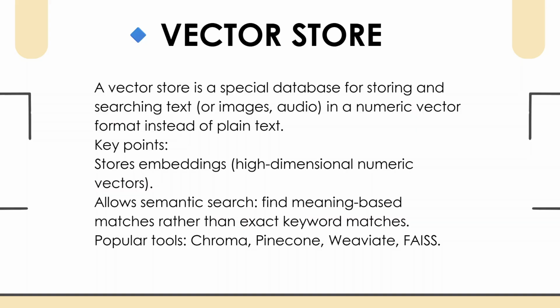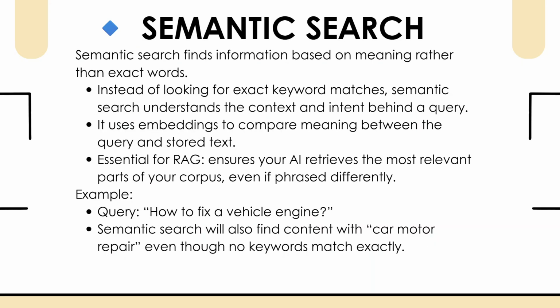The real power of a vector store is semantic search. Instead of only matching exact keywords, it finds results based on meaning. For example, if you search for automobile, it can also find documents that talk about cars, even if the word automobile never appears. Some popular vector stores are Chroma, Pinecone, Weaviate, and FAISS. In short, the vector store is the engine that makes fast and accurate meaning-based search possible for your AI system.